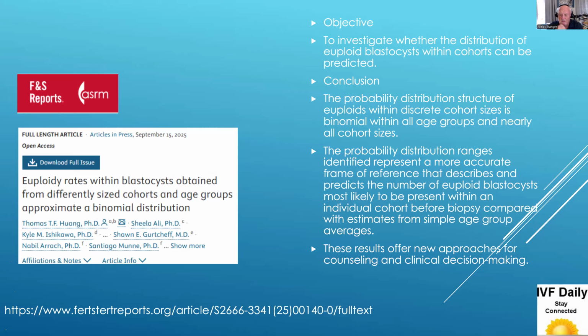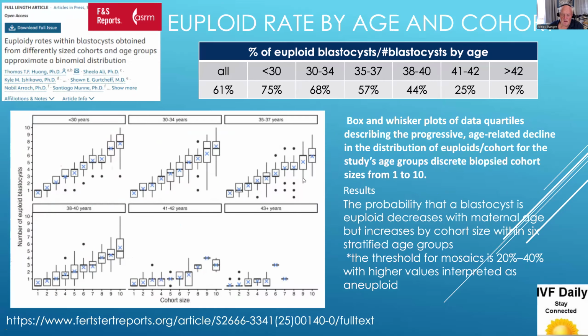The probability, now this is where you have to pay attention, I think it's a poorly written conclusion. Probability of distribution ranges identified represent a more accurate frame of reference that describes and predicts the number of euploid blastocysts most likely to be present within an individual cohort of blastocysts before biopsy, with estimates from simple age group averages. And this is what the data is all about. So it's actually quite interesting when you focus on it.